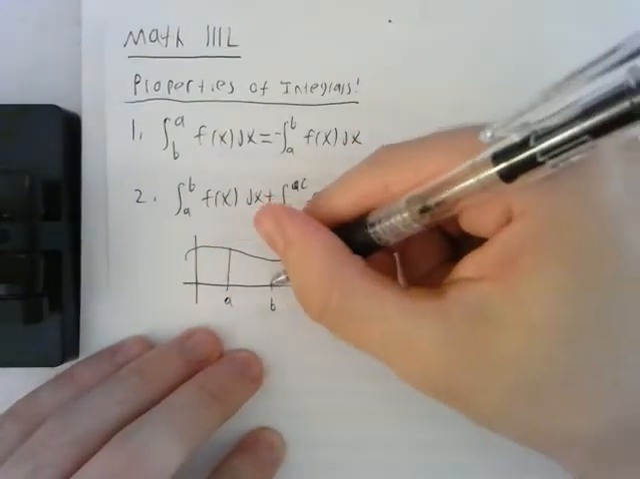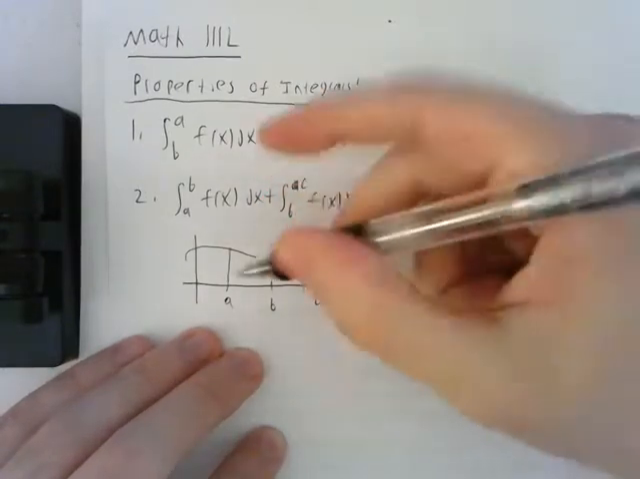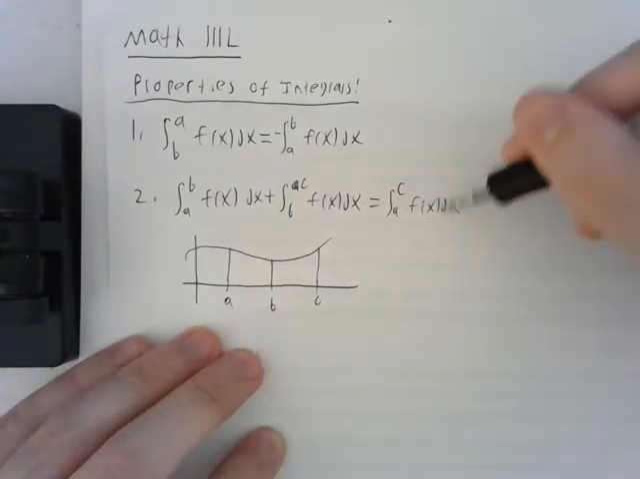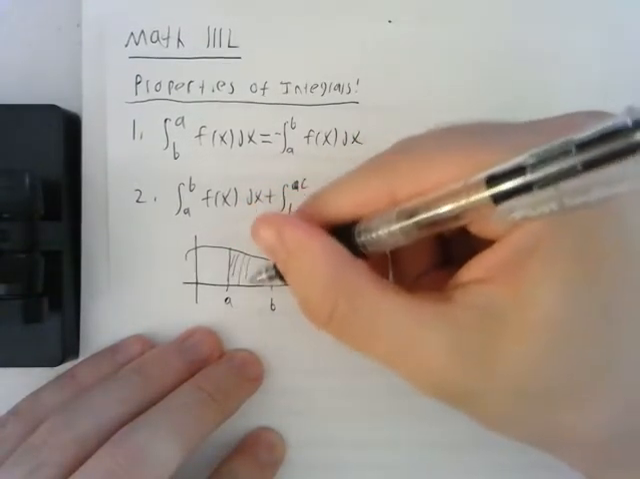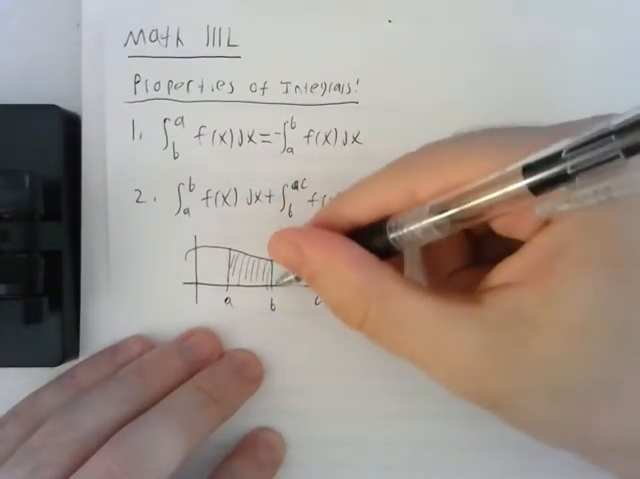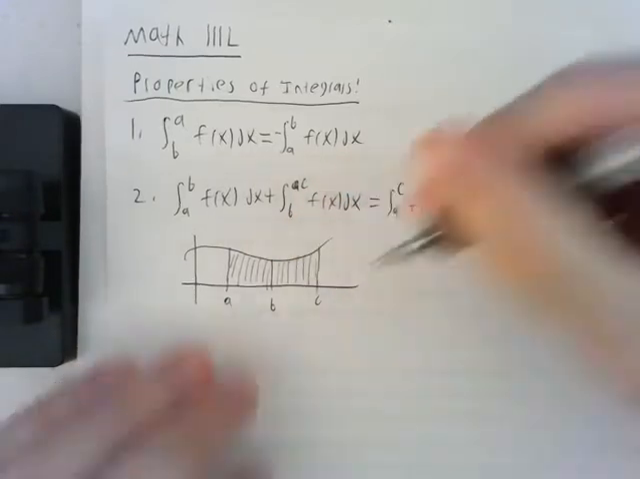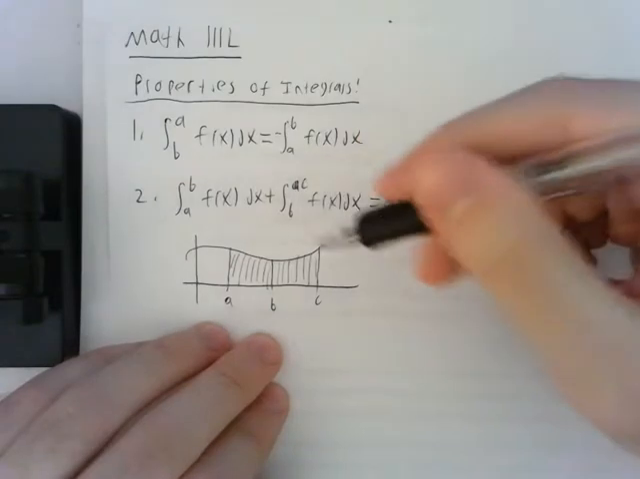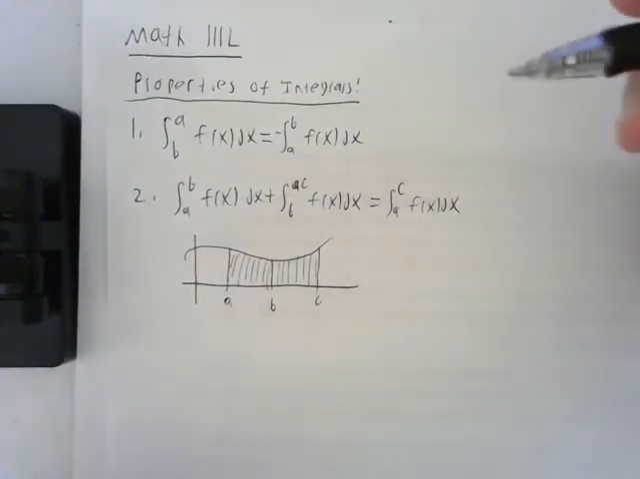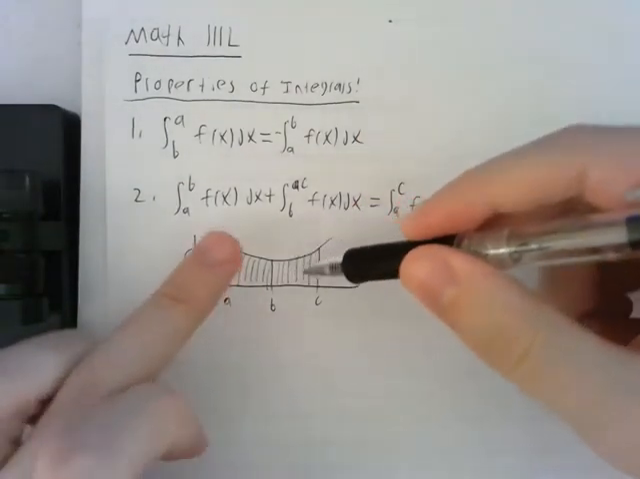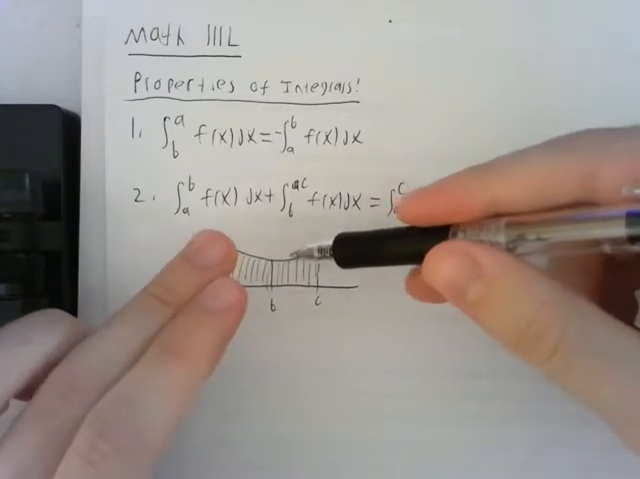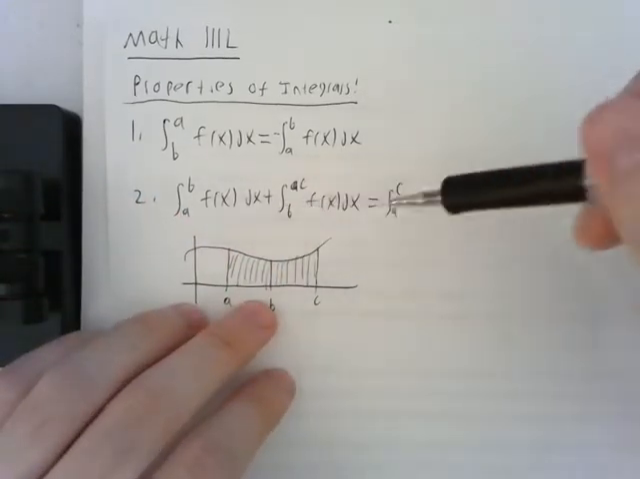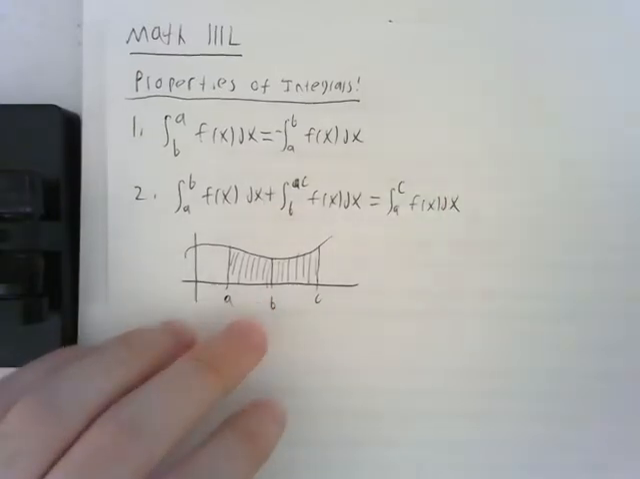So if I want to find the area underneath this curve, I could just find the area from a to c using this integral over here, or I could find the area from a to b, then the area from b to c, and add those two things together. So sometimes it can be useful, for example, if you have a piecewise function where the definition of the function changes depending on different locations, that you might want to split it up into different pieces like this.